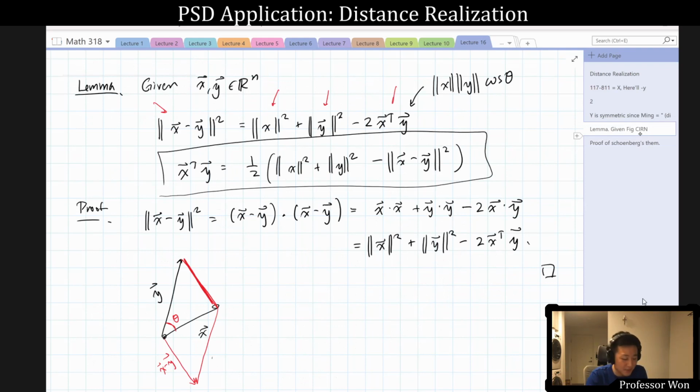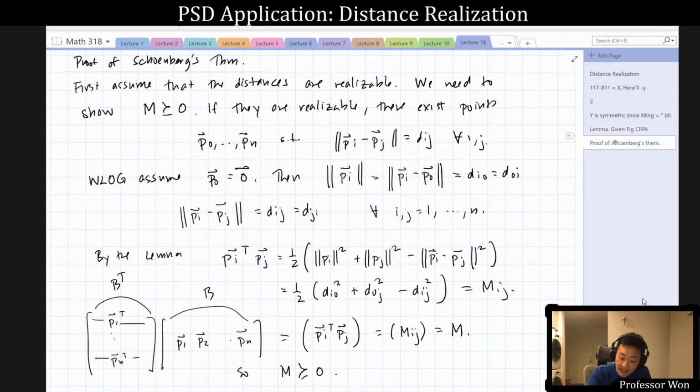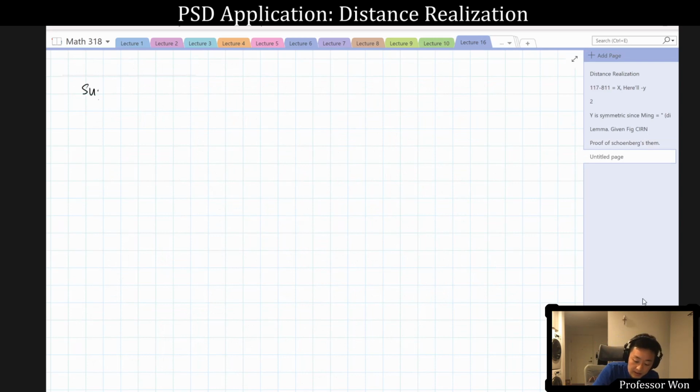Okay, 2 lines for me, but 1 line for you maybe. And the converse is actually pretty much the same thing. First I assumed that I could find points, and I showed that the matrix was positive semi-definite. Now I'll just go backwards. Suppose that the matrix is positive semi-definite. Suppose M is positive semi-definite.